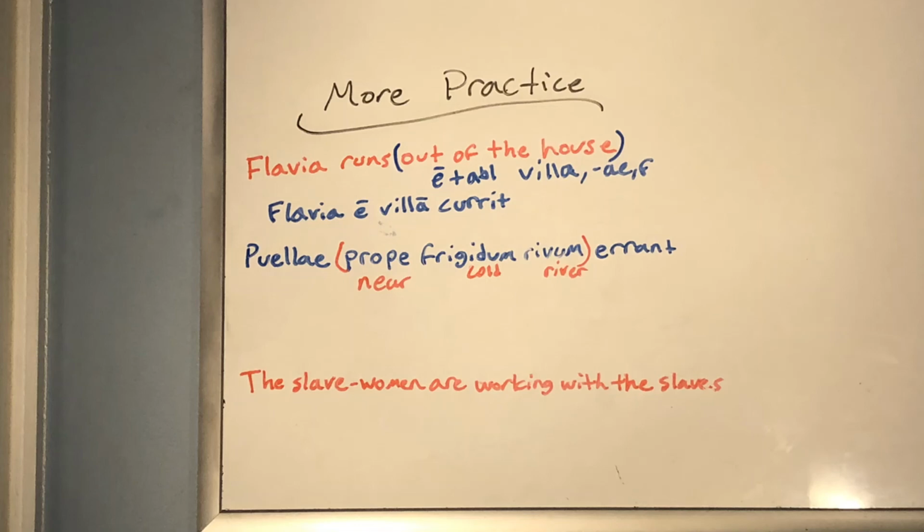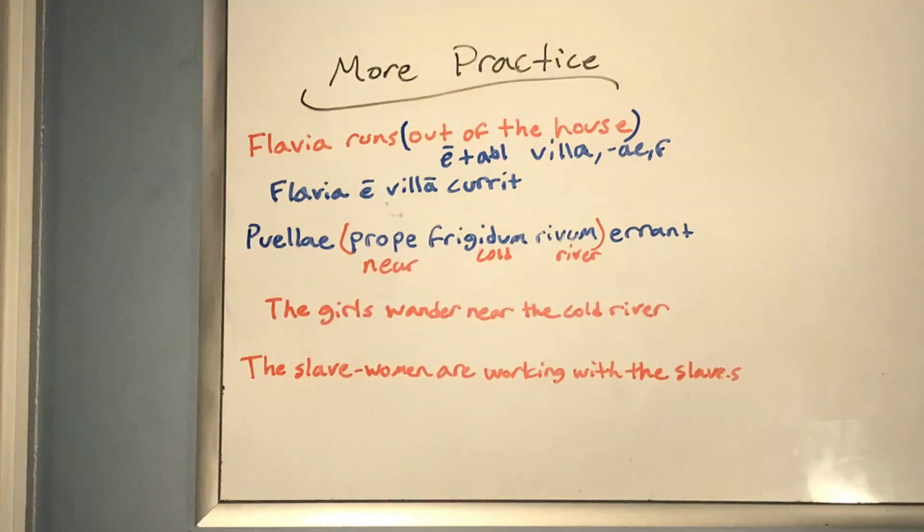All frigidum is doing here is modifying rivum. So it's cold river. Rivum meaning river and frigidum meaning cold. Prope is translated as near, so your entire prepositional phrase is near the cold river. As I've hinted to, this entire sentence is now, the girls wander near the cold river. Frigidum here is an adjective, and you will see adjectives modifying a noun within prepositional phrases a lot, so make sure you know what's an adjective and what's a noun.